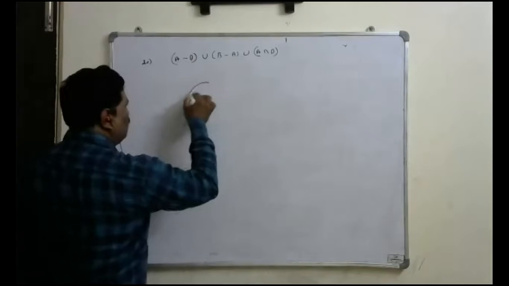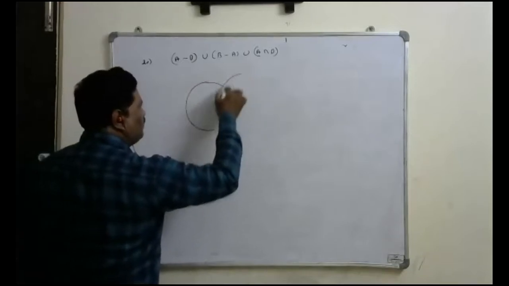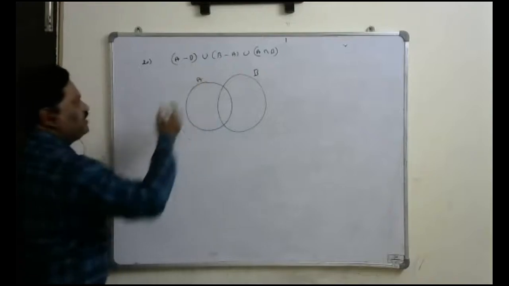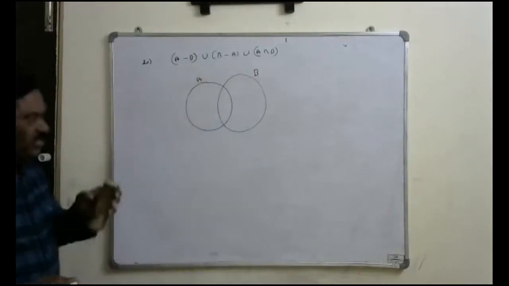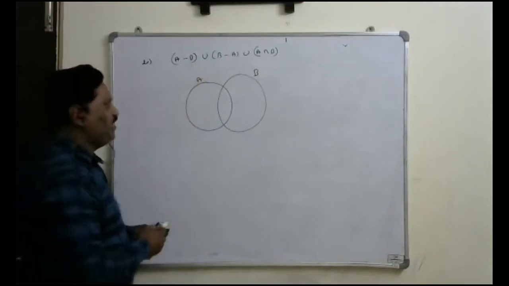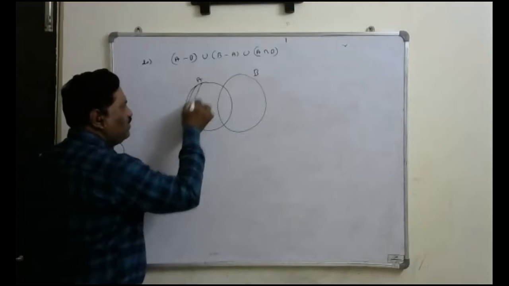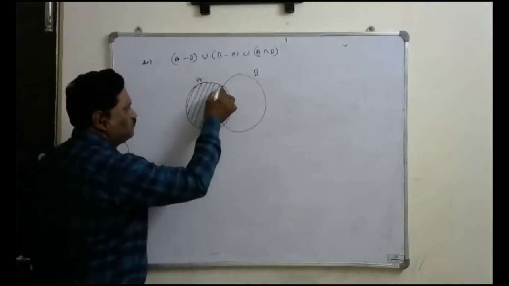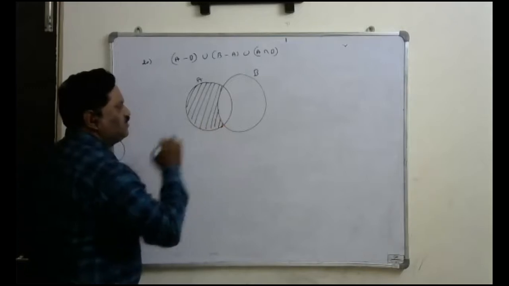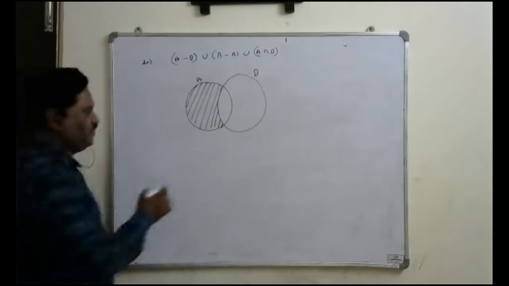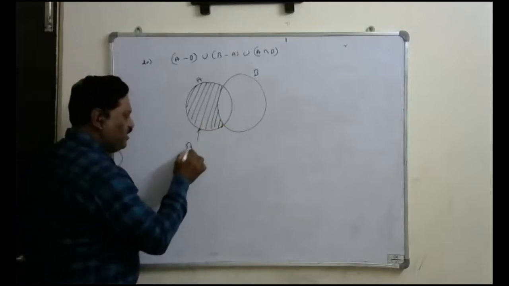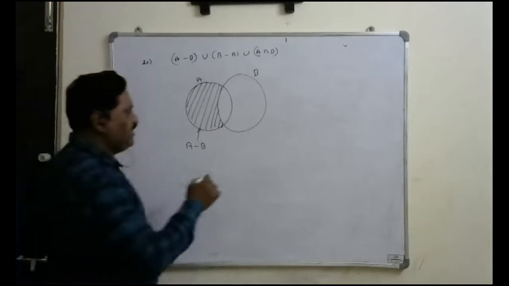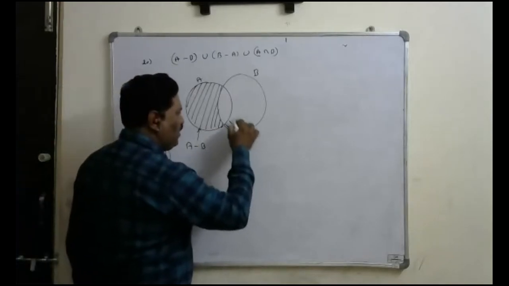So take this Venn diagram. This is set A and this is set B. Let us assume that A minus B is the area available in A only, but not in B. This is the area that represents A minus B, the area available in A only, but not in B. Similarly, B minus A is the area available in B only.